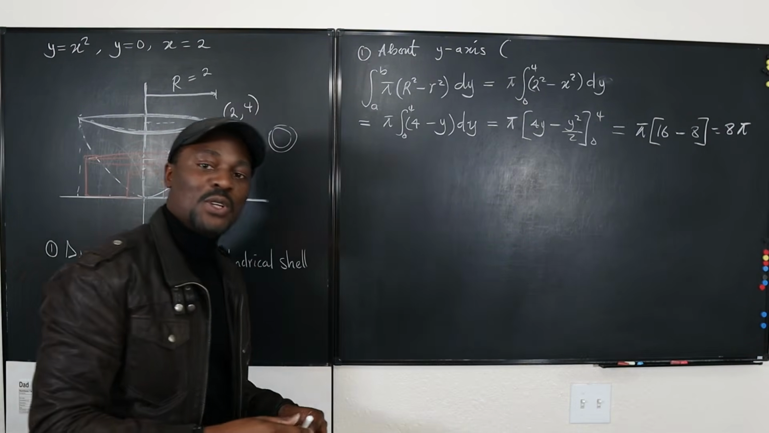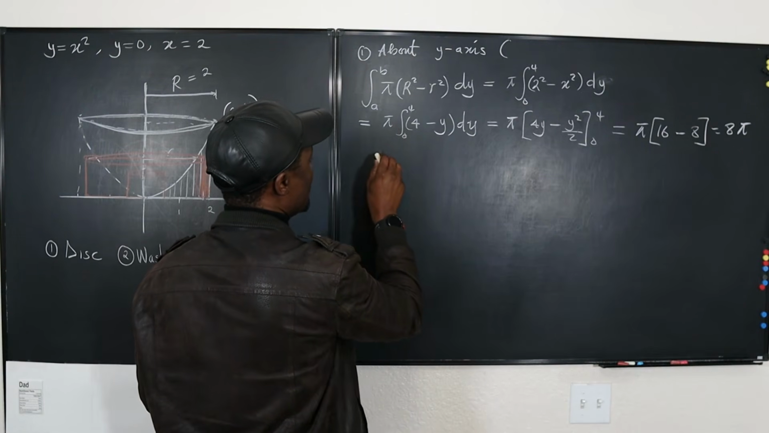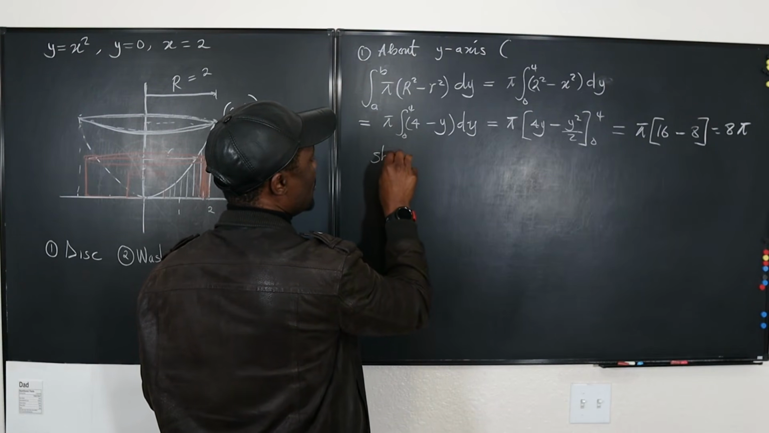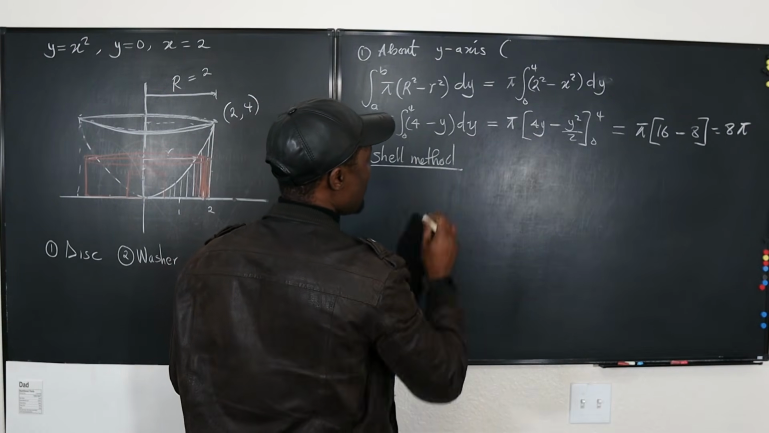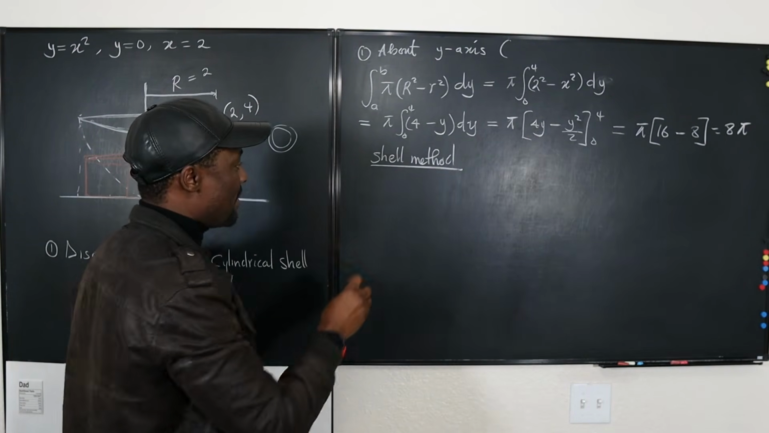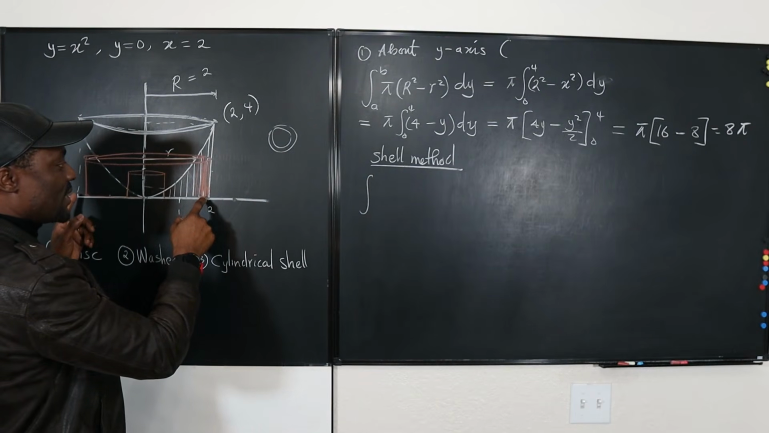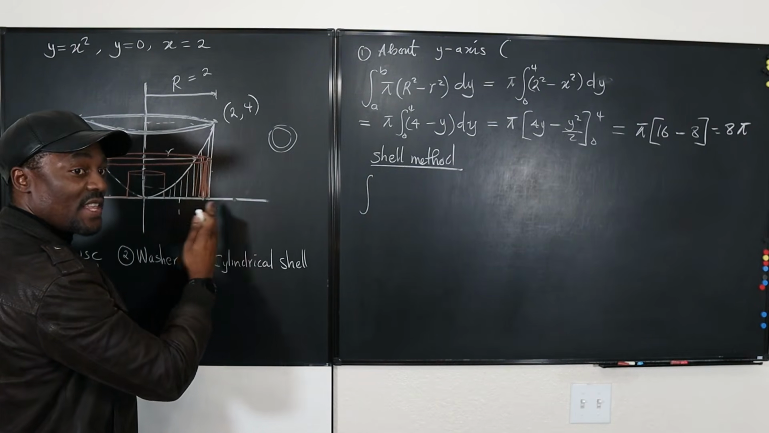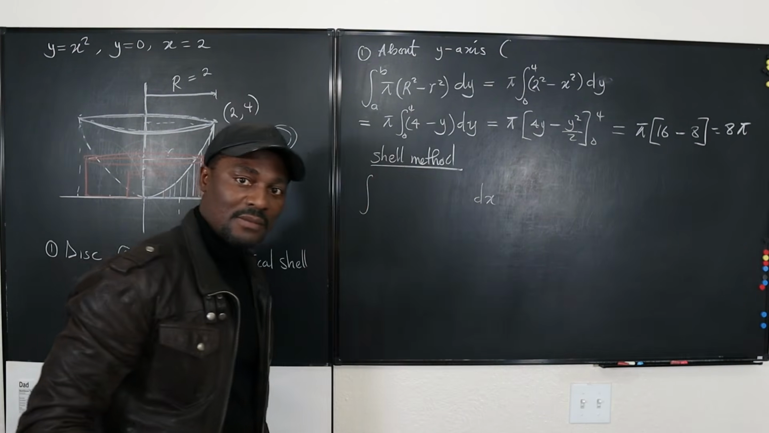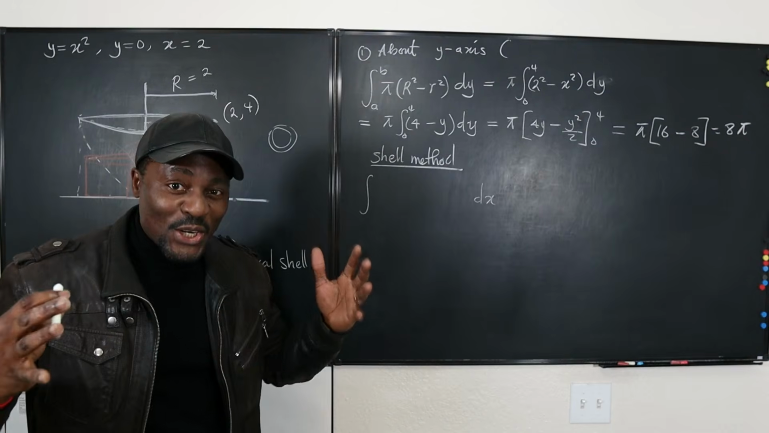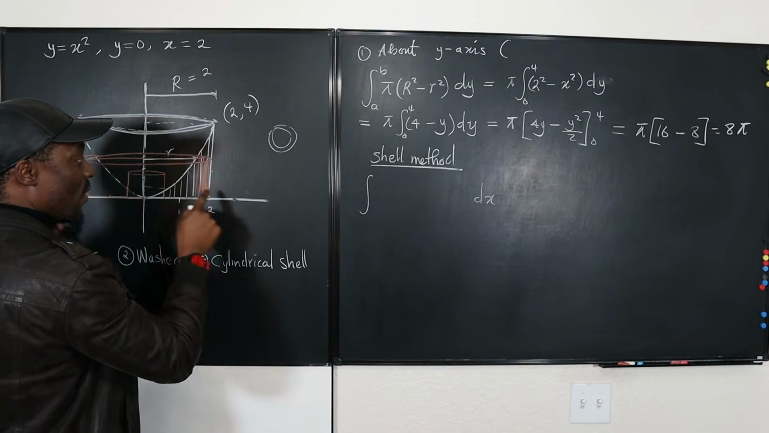So this is what I usually tell myself. I'm going to do a setup. So let's still do the shell method. So what I'm going to do for my setup is right from the start, I look at what the cylinder looks like. It is getting thicker along the x-axis, so my integration has to be dx. That helps me a lot because it is getting thicker along the x-axis.